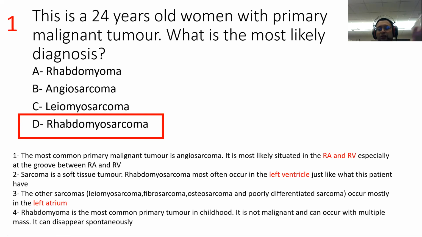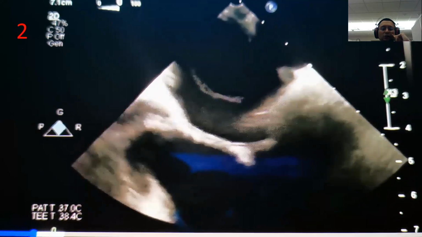Rhabdomyoma, on the other hand, is not a malignant tumor. It is actually a primary benign tumor. It happens in infancy, in children. So the most common primary tumor in childhood is rhabdomyoma rather than rhabdomyosarcoma. Rhabdomyoma is not malignant, and can occur with multiple masses. It can disappear spontaneously. Okay, look at this next case.